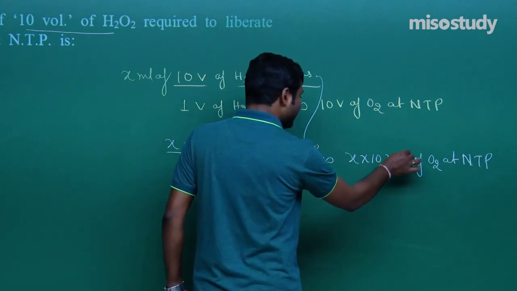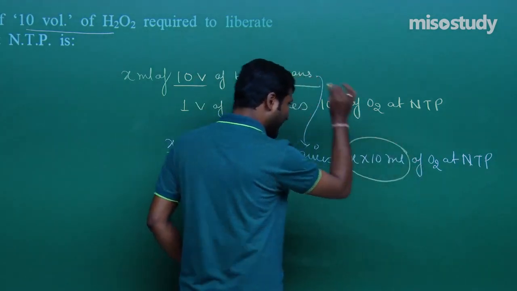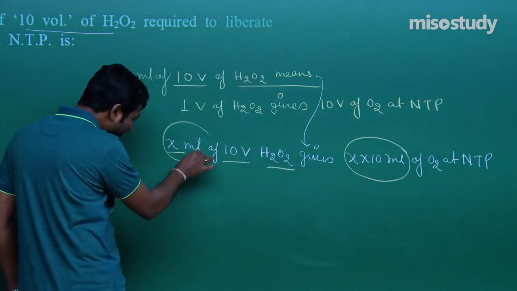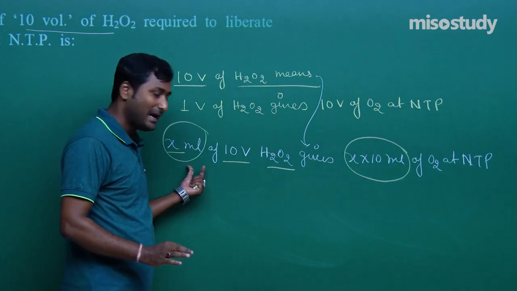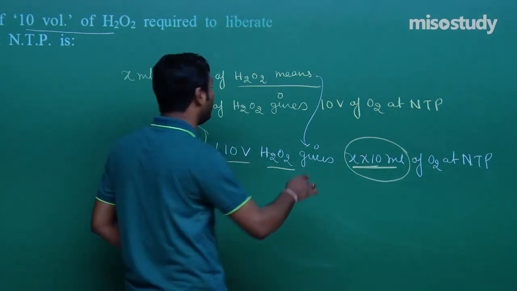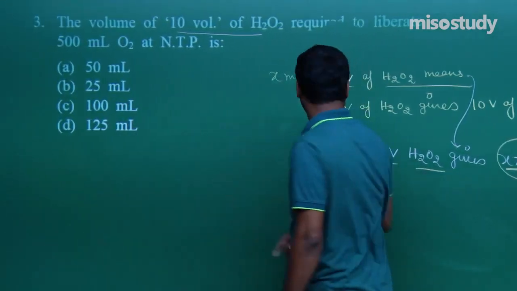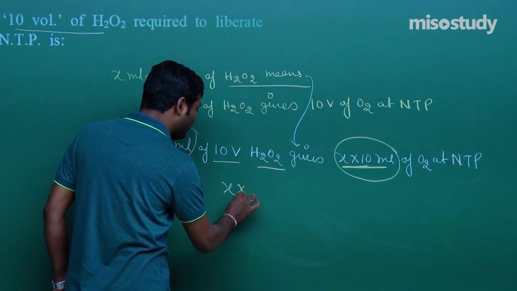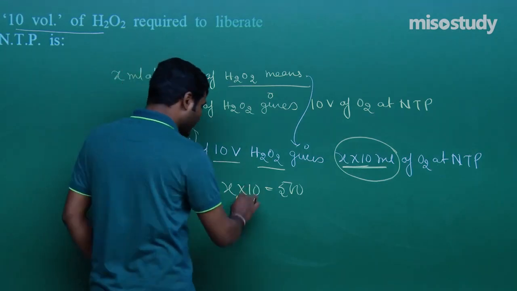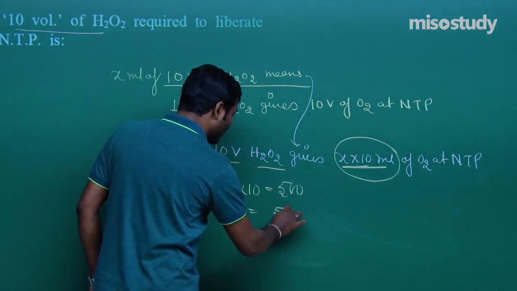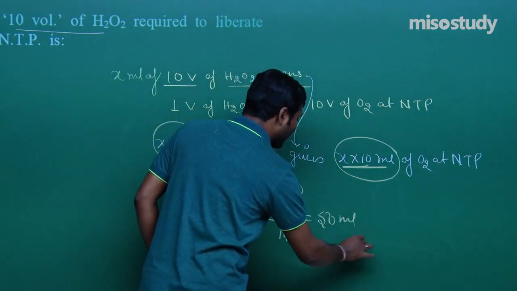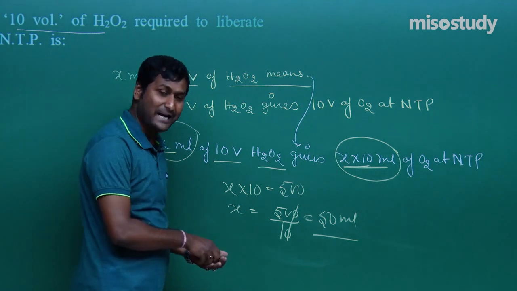Now, this is the question, X into 10 ml of O2. The question asks what is X? And given here, if X ml of 10 volume gives you 500 ml, that is X into 10 is equal to 500. Clear to you? Now X is equal to 500 upon 10, that is 50 ml. The answer is 50 ml. Am I right or wrong?